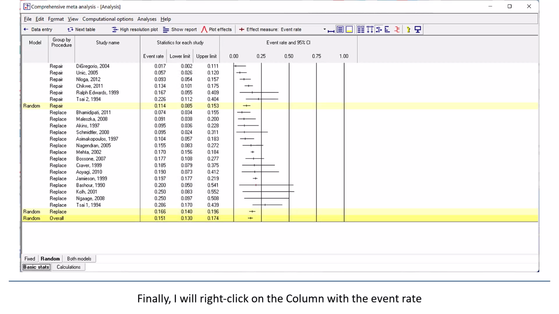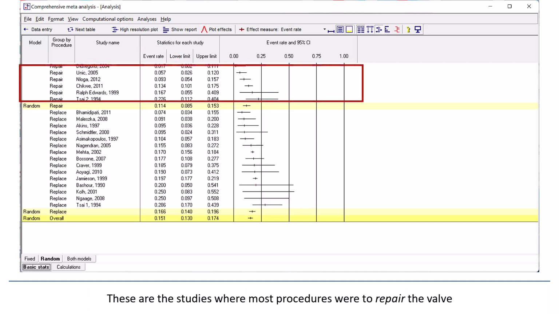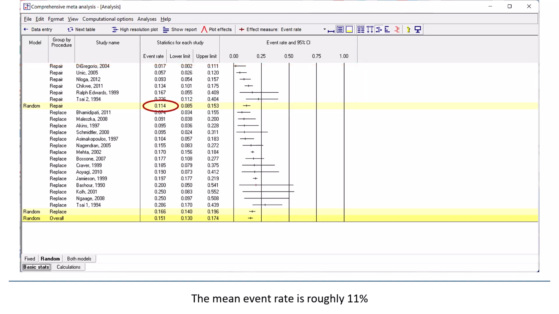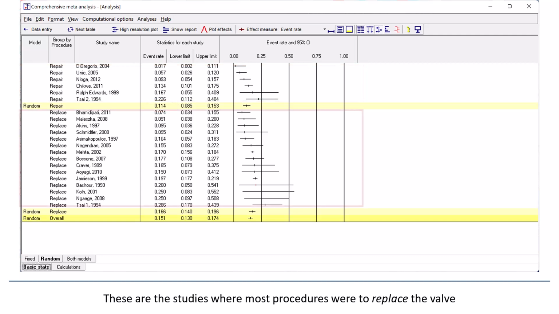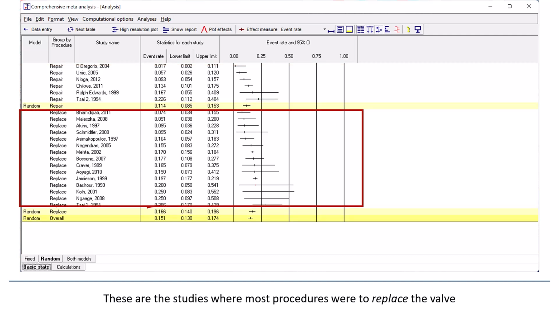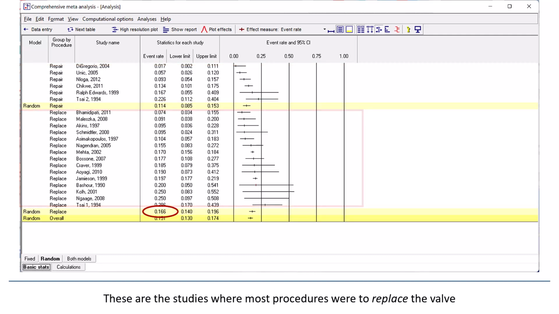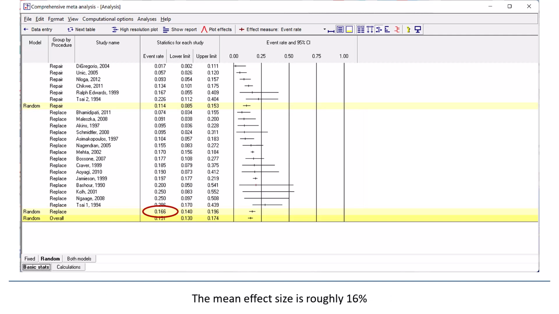Finally, I'll right-click on the column with the event rate and sort from low to high. These are the studies where most procedures were to repair the valve. The mean event rate is roughly 11%. These are the studies where most procedures were to replace the valve, and the mean effect size is roughly 16%.